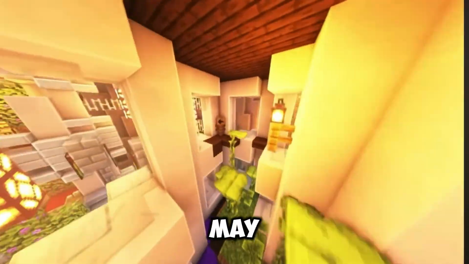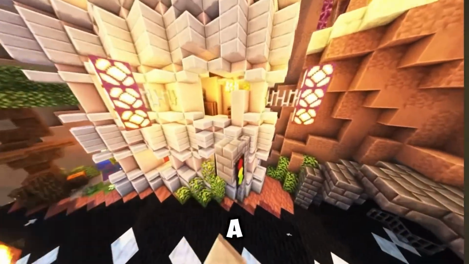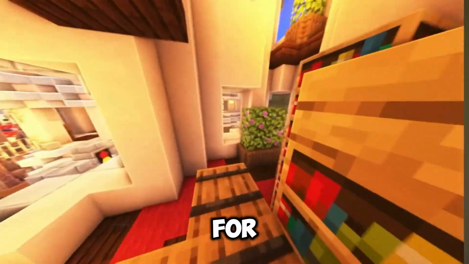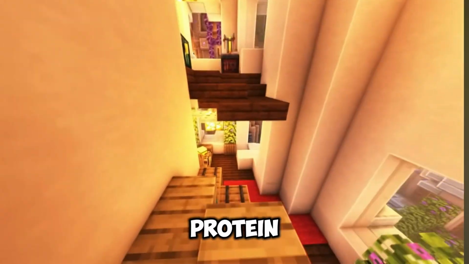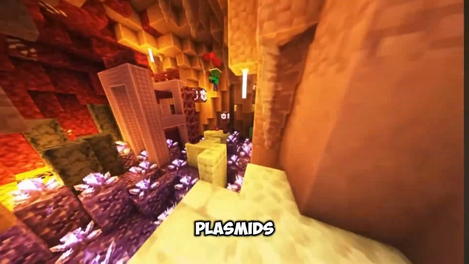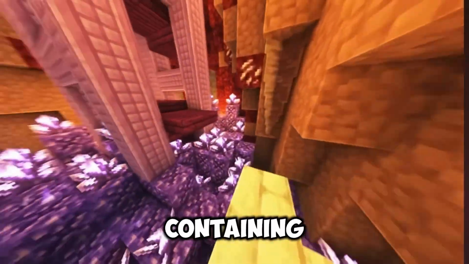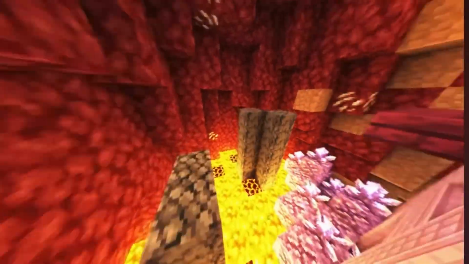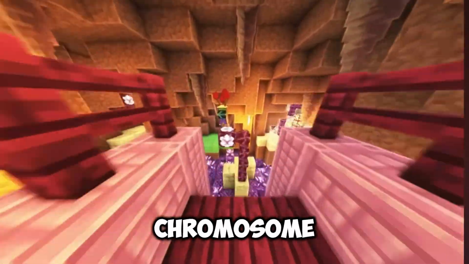Structurally, prokaryotic cells may contain a capsule for protection, a cell wall for shape, a cell membrane for transport, ribosomes for protein synthesis, flagella for movement, pili for attachment, plasmids containing extra DNA, and a nucleoid region where the main chromosome is located.